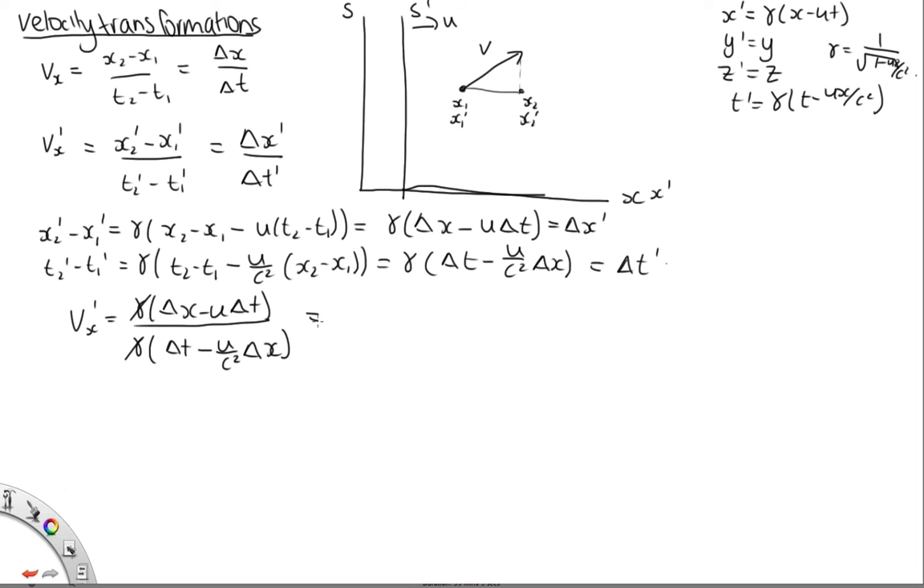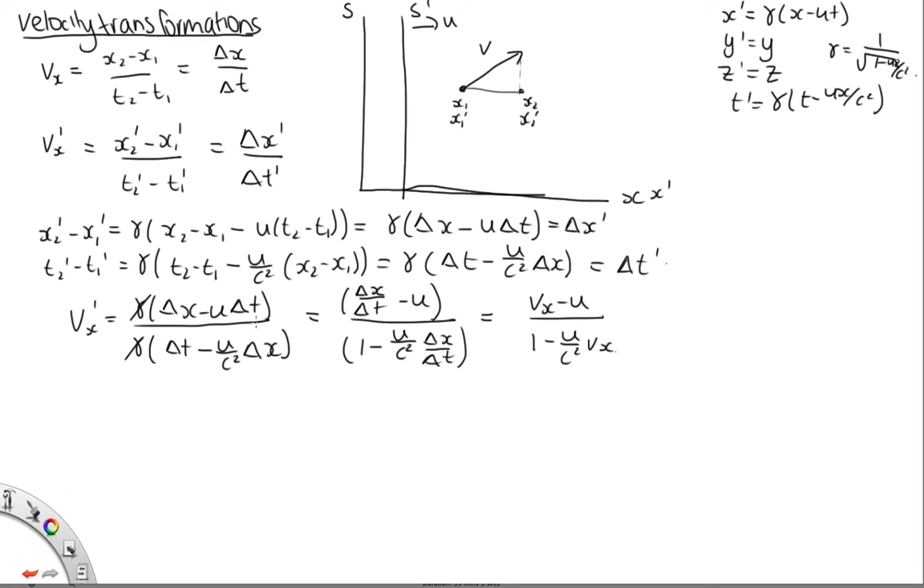Now what we want to do is to get everything in terms of velocities. So we're going to divide both the numerator and the denominator by delta t. So we've got delta x over delta t minus u over 1 minus u over c squared delta x over delta t. And now, from this top line, we know that delta x over delta t is equal to Vx. So we can simply substitute into this equation. So we've got Vx minus u over 1 minus u over c squared Vx.